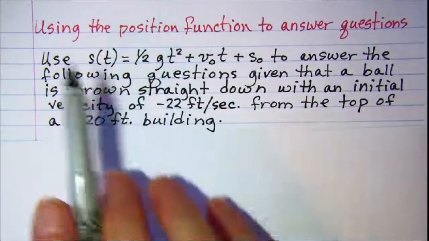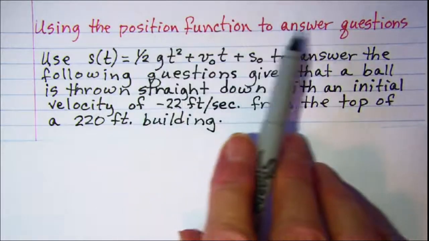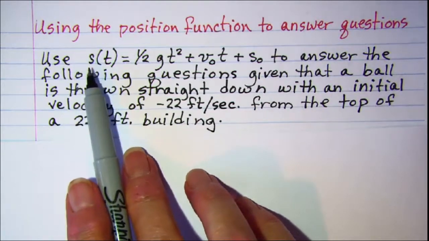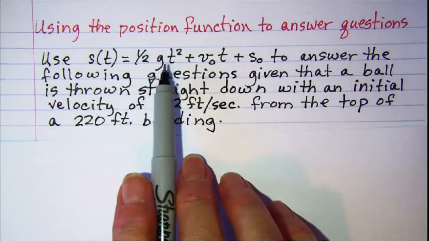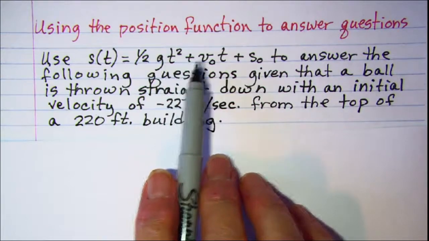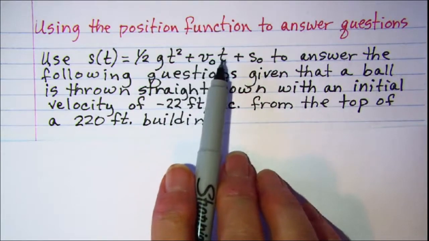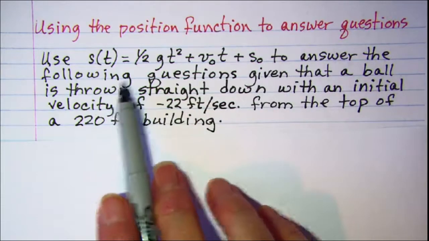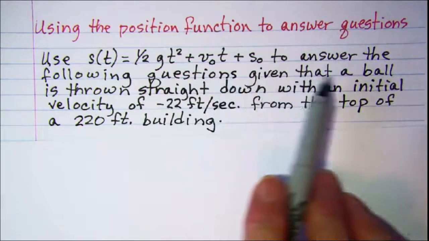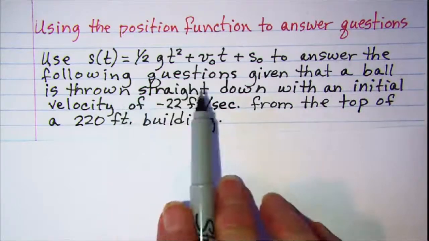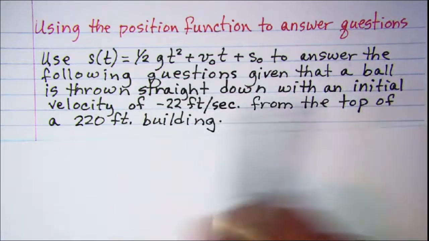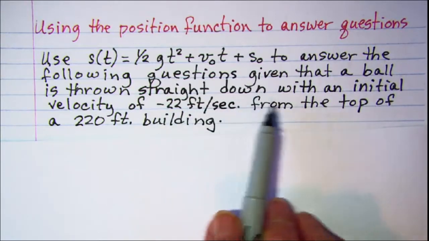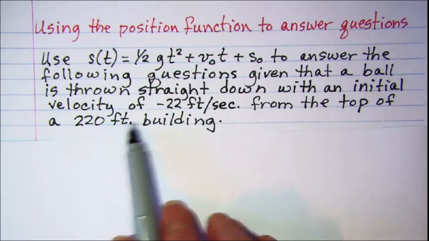In this video, we'll be using the position function to answer some questions. We're asked to use s of t equal 1/2 gt squared plus v sub 0t plus s sub 0 to answer the following questions. Given that a ball is thrown straight down with an initial velocity of negative 22 feet per second from the top of a 220-foot building.